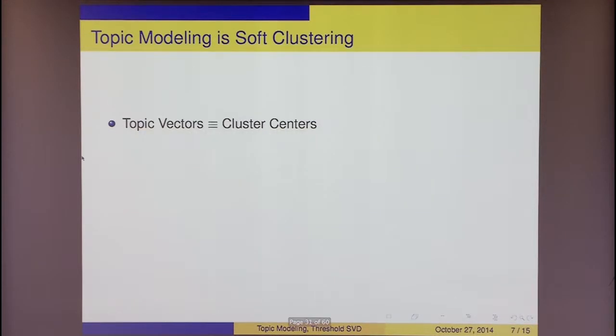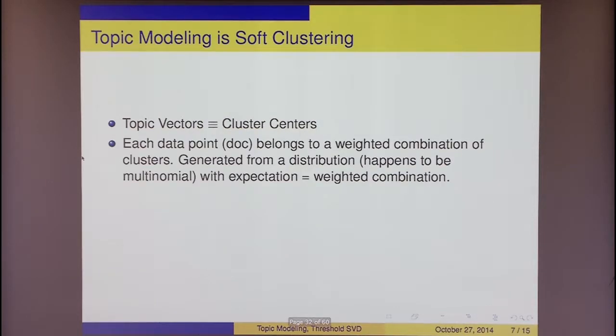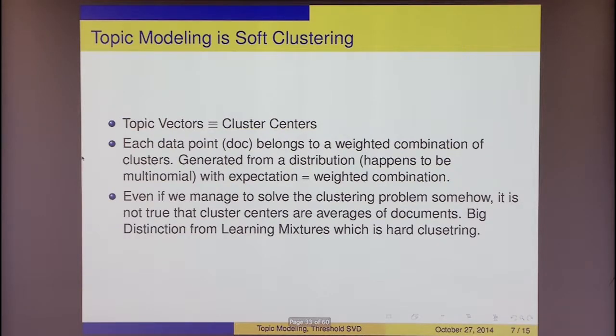But if this is not familiar, I really want to just make the point that it's just soft clustering. Topic vectors are cluster centers. Each data point, each document belongs to a weighted combination of clusters. So it's generated from a distribution, which in this case is multinomial, doesn't have to be, with expectation equal to the weighted combination of the cluster centers. Now, again, I'm going to show you a picture in the next slide. Maybe that'll make it clearer.